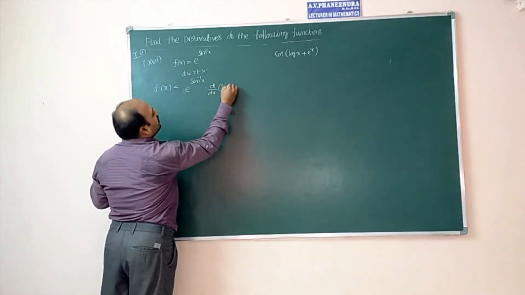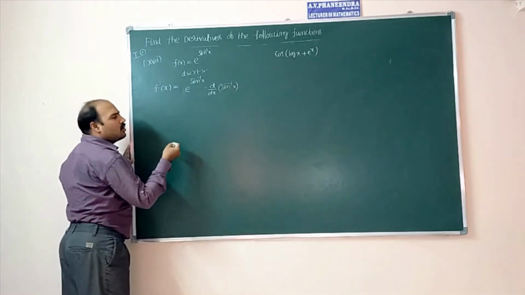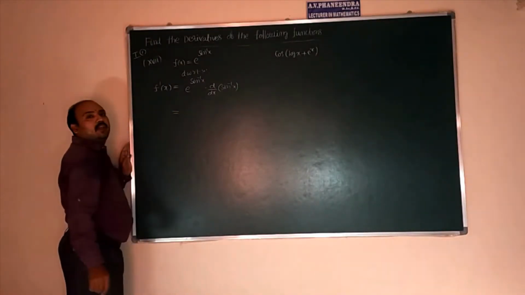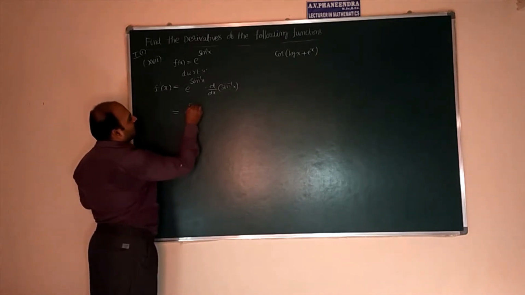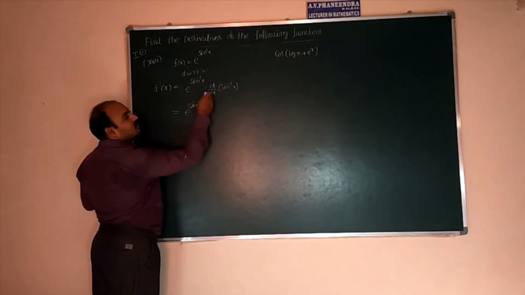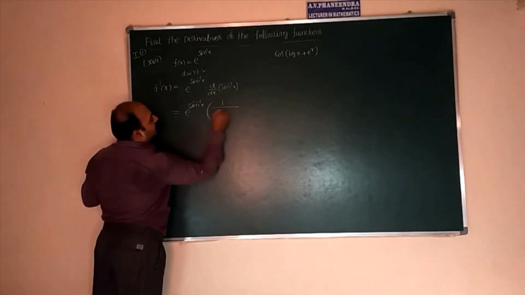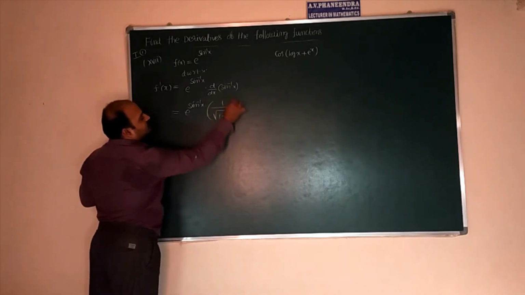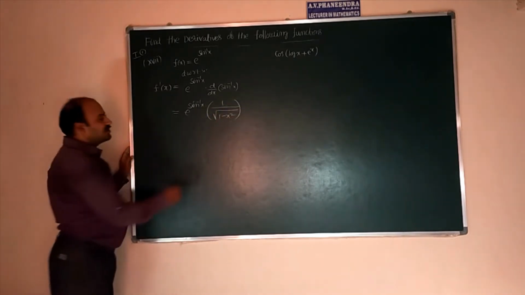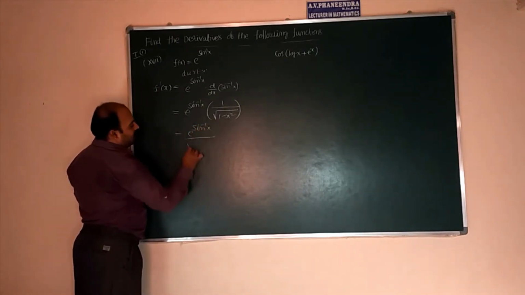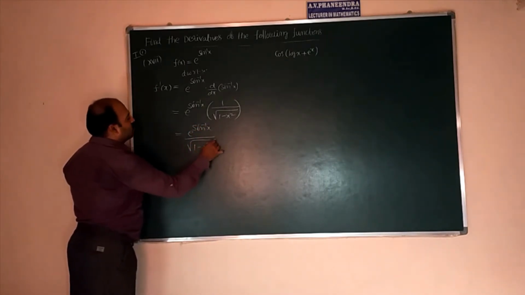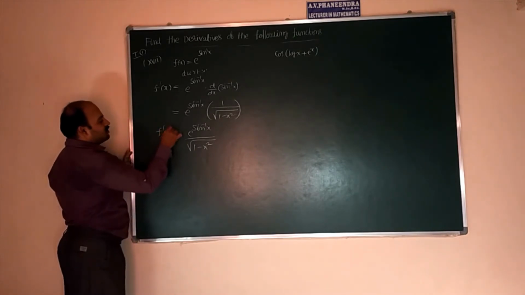Whatever the function is involved in the exponential function, that you have to differentiate. e^(sin⁻¹ x) into d/dx of sin⁻¹ x, which is 1/√(1−x²), which is equal to e^(sin⁻¹ x)/√(1−x²), equal to f′(x).